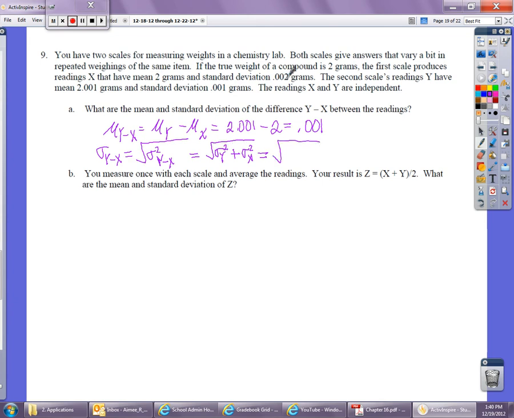So my standard deviation of y is 0.001 squared, plus my standard deviation of x is 0.002 squared, and when I put all that in my calculator, I will get that my standard deviation of y minus x is equal to 0.0022.